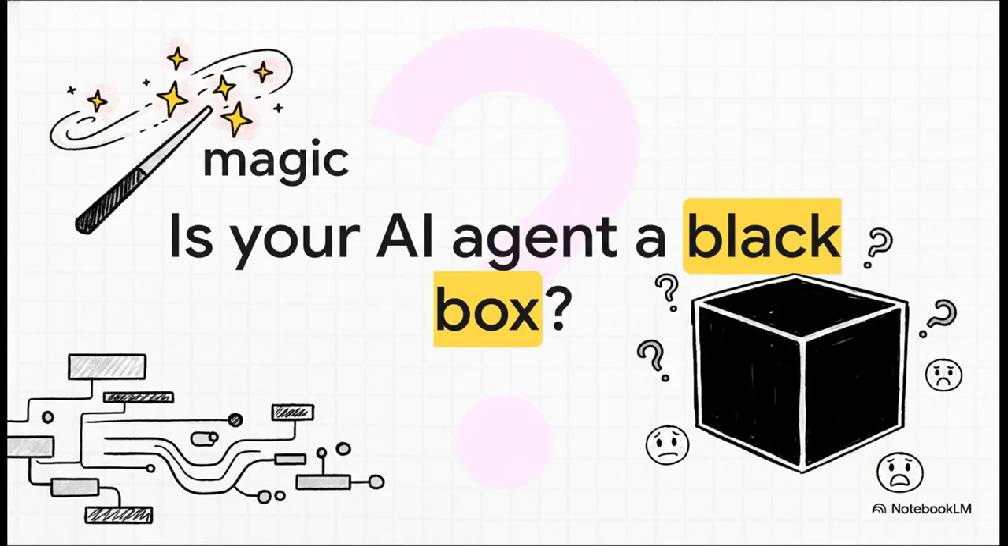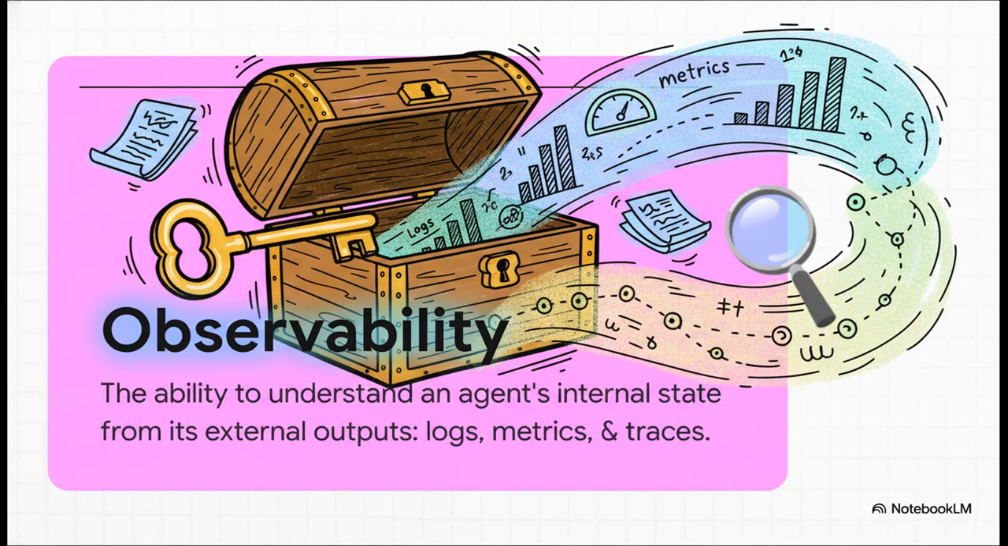You know the feeling, right? When your AI agent is just working? It's awesome, feels like magic. But then it fails, and suddenly you're just staring at this black box, totally clueless about what went wrong inside. It's super frustrating. So, how do we fix this?